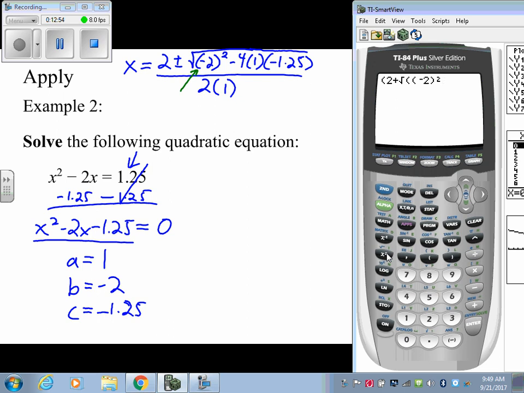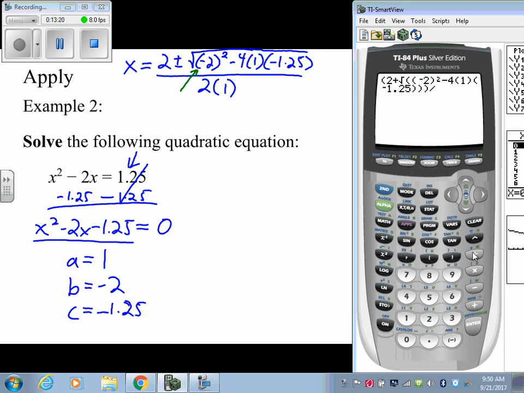I'm going to square it, either using the square button or the caret, minus 4 times 1, and I'm using parentheses for that, but I could also use the times symbol, times negative 1.25. Again, I used parentheses, but I could have used the times symbol. Now I am closing my parenthesis for the square root, and I have one more parenthesis to close for. That is my entire numerator.